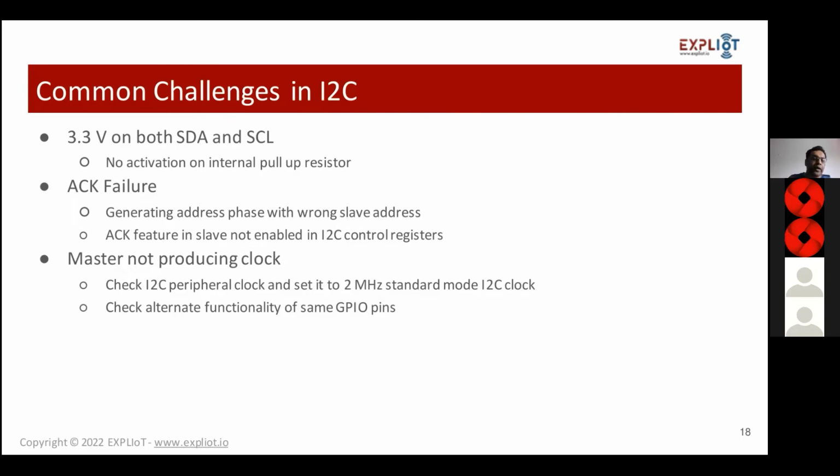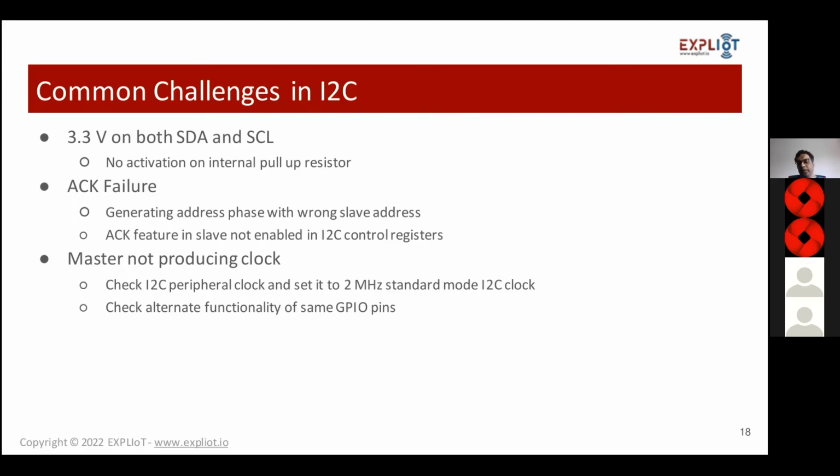Then, in a different scenario, we have those I2C initialization registers, I2C control registers, and I2C status registers, which are there in the datasheet. And in the slave, what you have to do is enable that particular ACK feature. Some people don't do that, and again there is a challenge that you don't get the acknowledgement properly. The same thing happens when the master is not producing a clock.